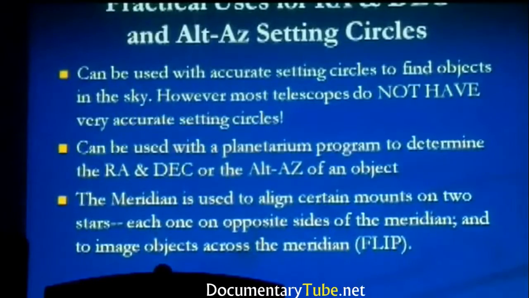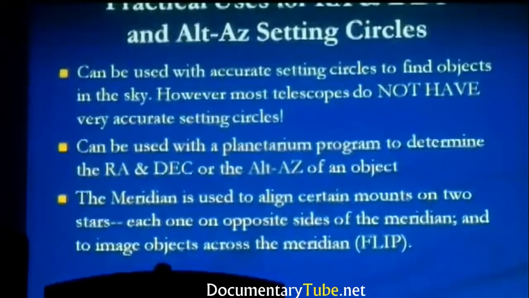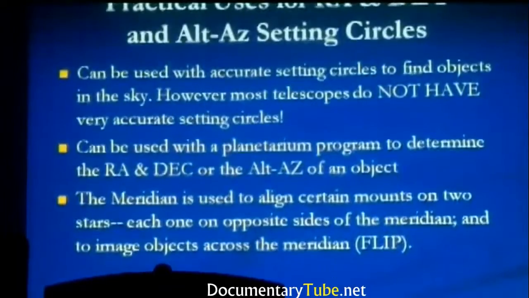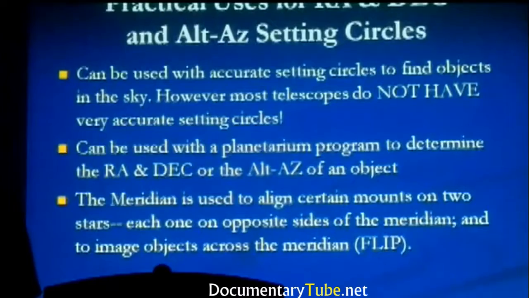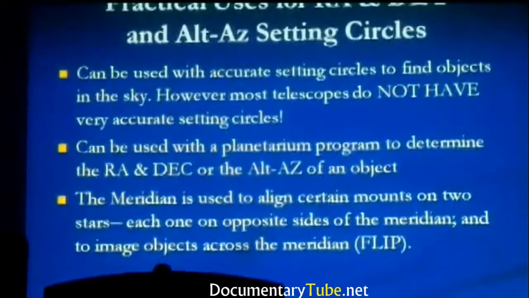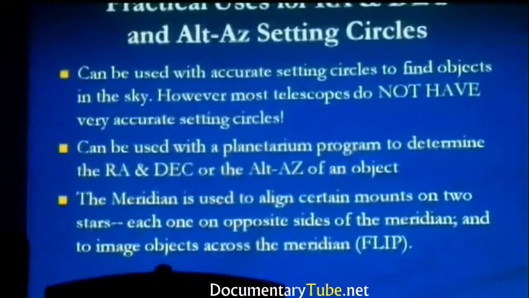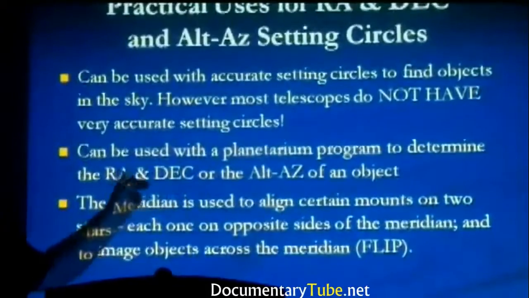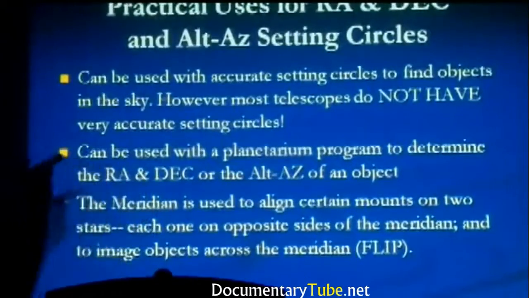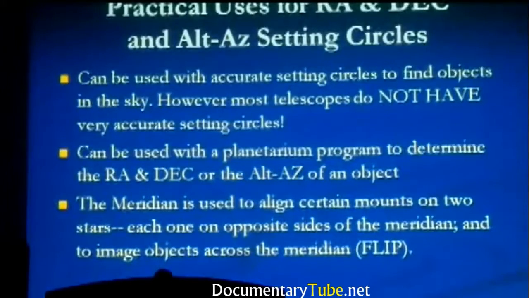All right, so practical uses for right ascension and declination, and alt-az setting circles. They can be used with accurate setting circles to find objects in the sky. We're talking about right ascension and declination, or altitude and azimuth. However, most telescopes do not have very accurate setting circles. I have 2 equatorial mounts at home, and they have right ascension and declination manual setting circles on them. I don't know that I could find anything with them. They're so tiny and the resolution is so small. Does everybody know what I mean by resolution of a dial?